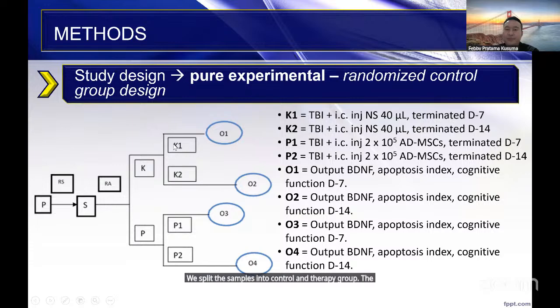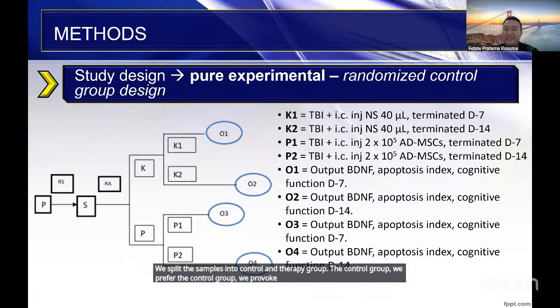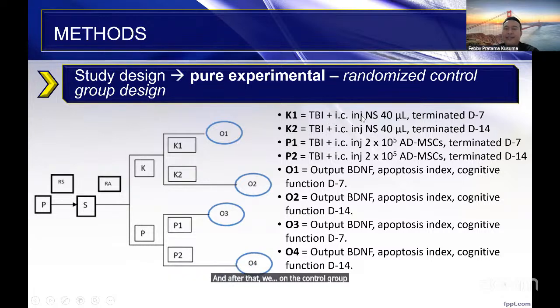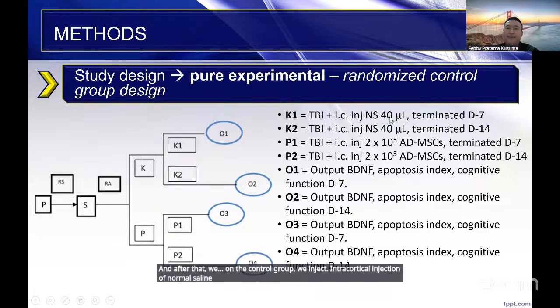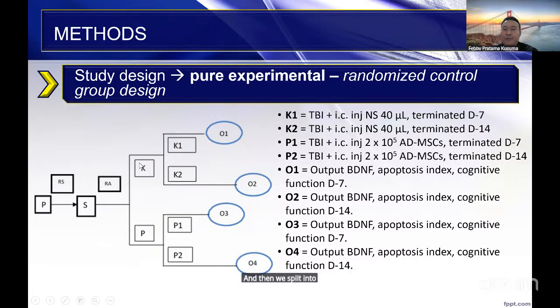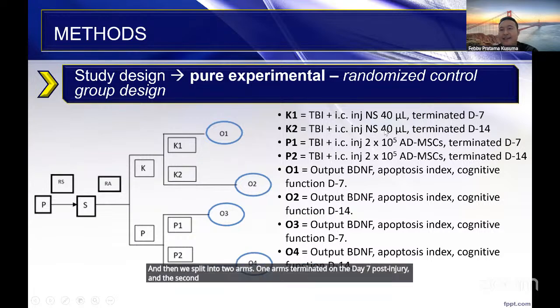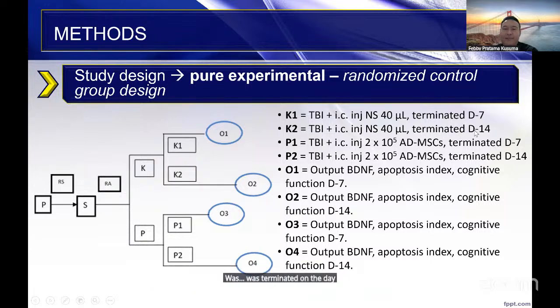In the control group, we provoked the samples to become TBI by weight drop procedures. After that, in the control group, we gave an intracortical injection of normal saline with a volume of 40 microliters. And then we split into two arms. One arm was terminated on day 7 post-injury, and the second arm was terminated on day 14 post-injury.